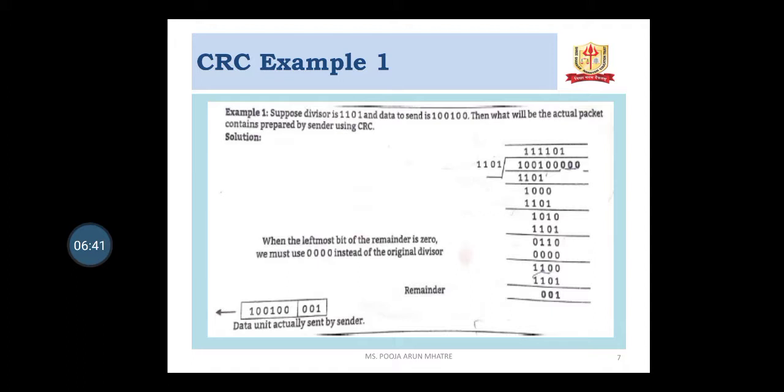After that, when different bits occur, the answer is 1. If the same bits occur, the answer is 0. That is, 1 and 0 gives 1, 0 and 0 gives 0, and 1 and 0 gives 1. After the calculation, we get the remainder 001. So the data bits plus remainder are sent by the sender to the receiver, that is 100100 and 001.